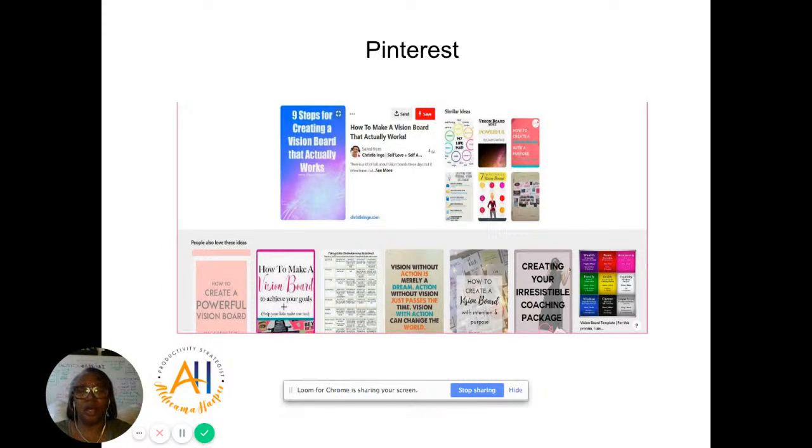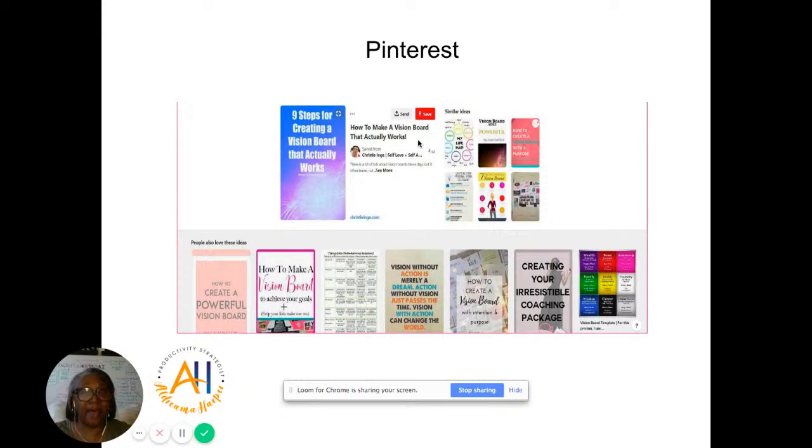So I decided not to use Pinterest, but other people do use Pinterest, and it's a great platform for a lot of other things, business as well. But it's a great way to create a vision board for yourself, a digital vision board. Now, for me personally, I use my phone.